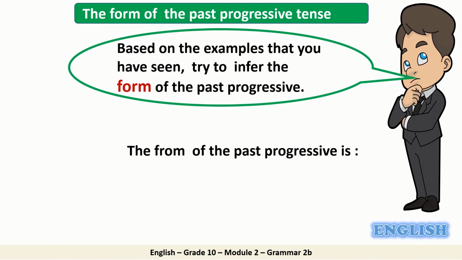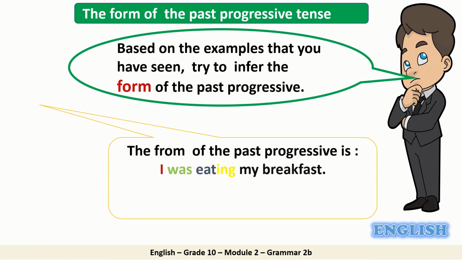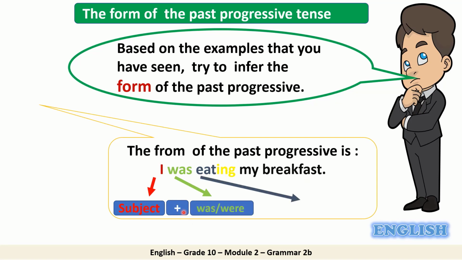So based on the example that you have seen, let's try to infer the form of the past progressive. So the form of the past progressive is, have a look at the example: I was eating my breakfast. So we are going to start with the subject plus to be in the past, which means was or were, plus the verb, plus ing. Excellent.